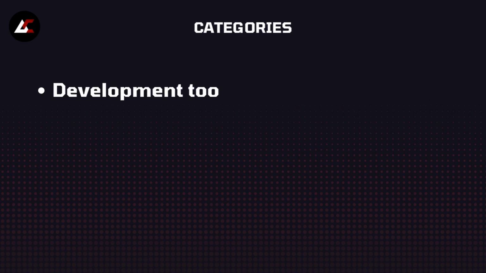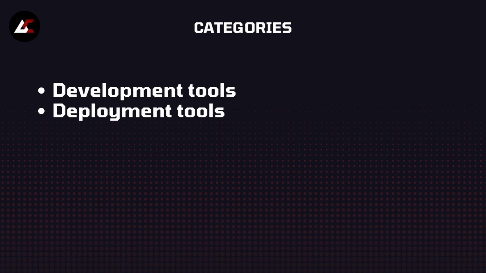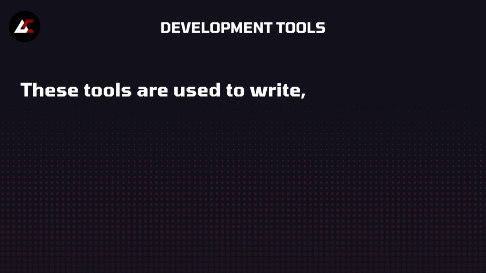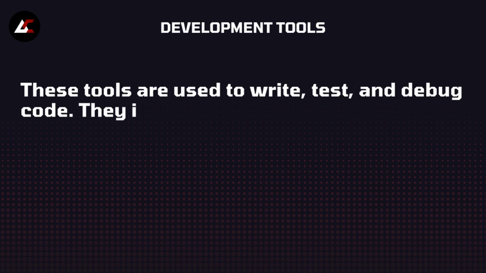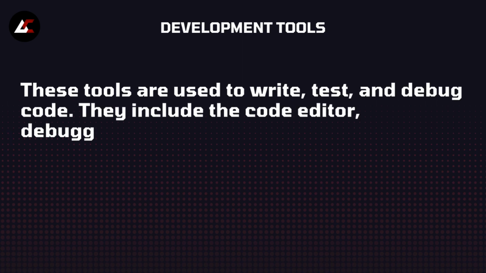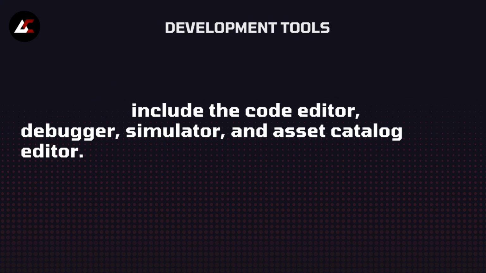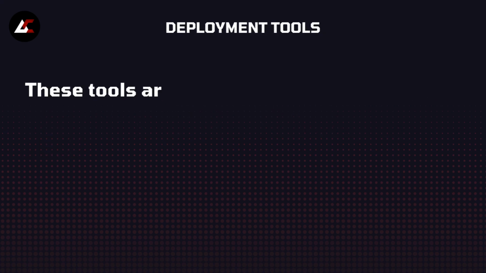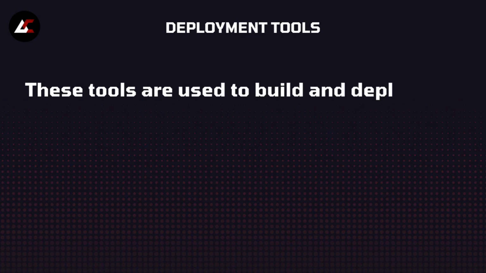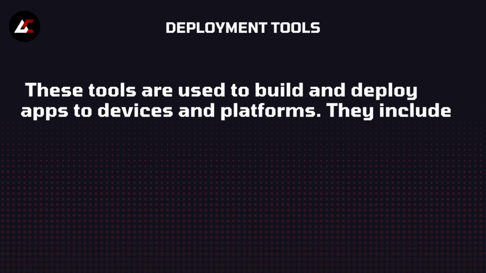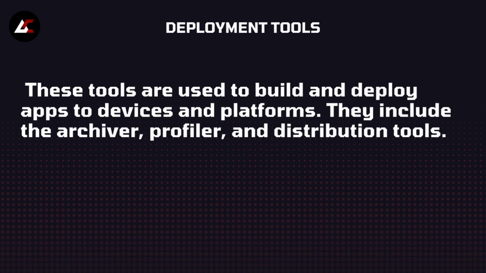There are two categories: development tools and deployment tools. Development tools are used to write, test, and debug code. They include the code editor, debugger, simulator, and asset catalog editor. Deployment tools are used to build and deploy apps to devices and platforms. They include the archiver, profiler, and distribution tools.